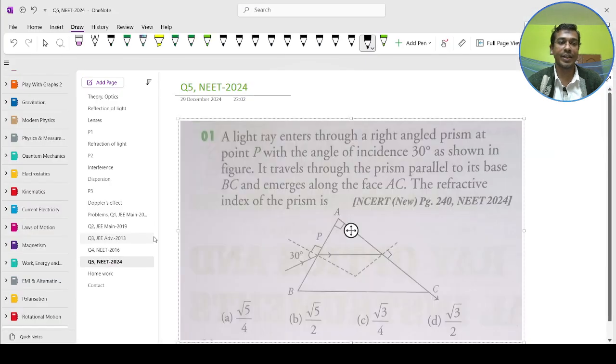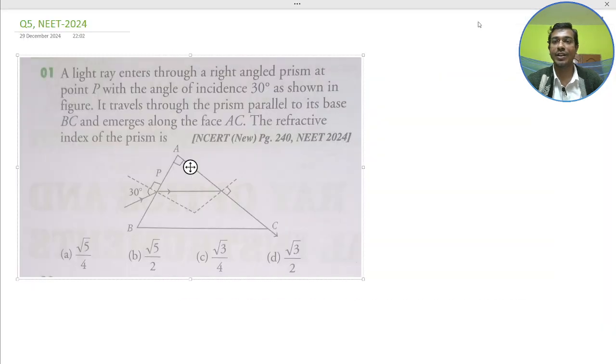Go ahead, our next recent question, NEET 2024. A light ray enters through a right angled prism at point P at an incident angle of 30 degrees as shown in the figure. You have to find the refractive index of the prism, so here you have to find mu.